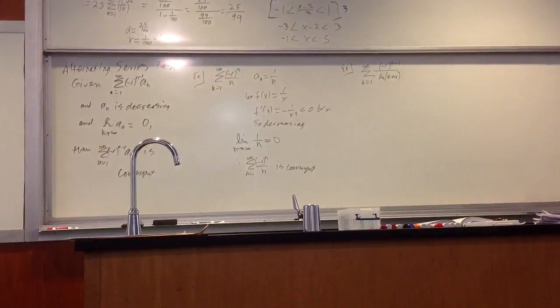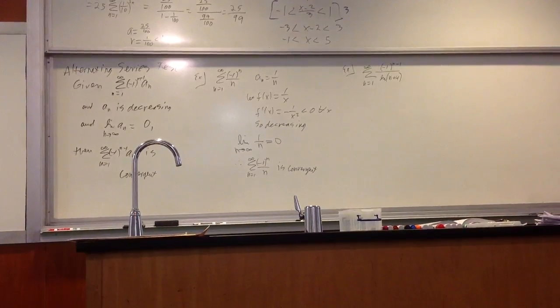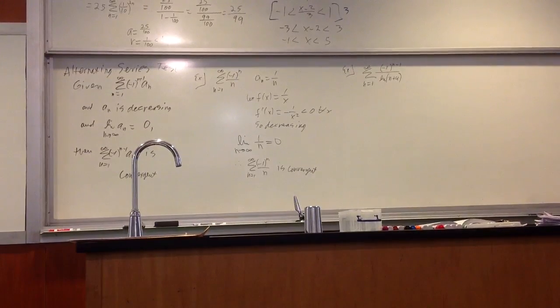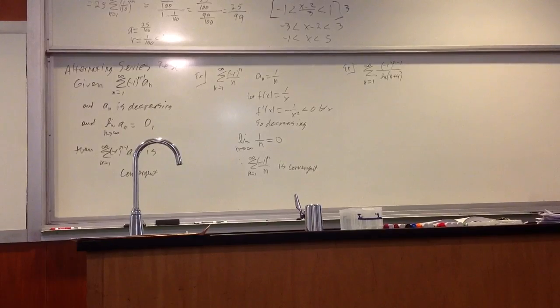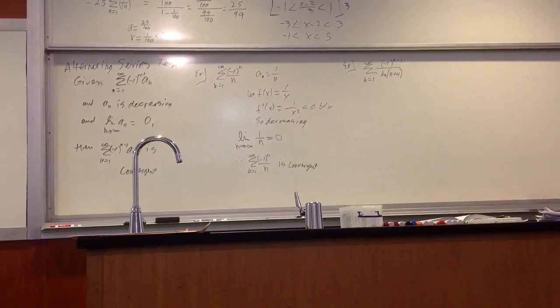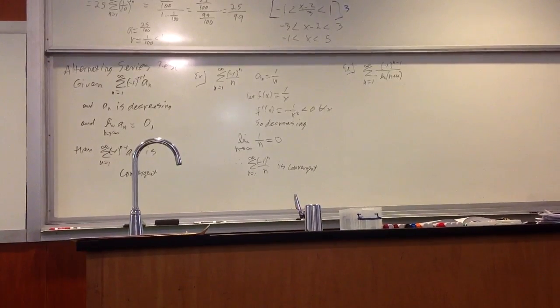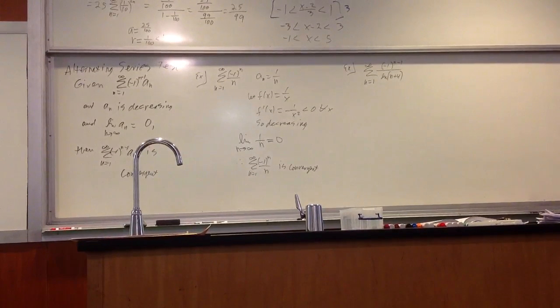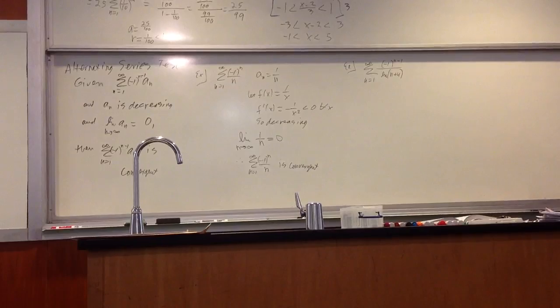Please take a moment and apply the alternating series test rules. What's a sub n in this case? Right. Should we confirm each axiom?